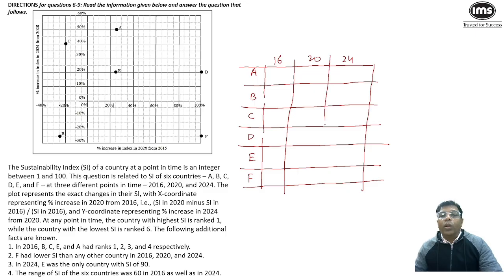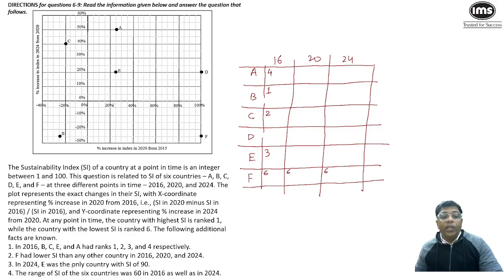Now let's look at what is the information that is given to us. In 2016, B, C, E, and A had rank 1, 2, 3, and 4 respectively. So B got rank 1, C rank 2, E got rank 3, and A got rank 4. So accordingly, we have to make sure that the SI values are arranged. F had lower SI than any other country in 16, 20, and 24. So in all the 3 years, F has the lowest SI. So it has to be at number 6.